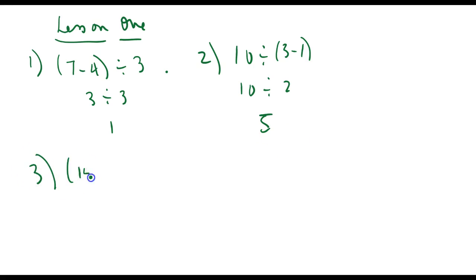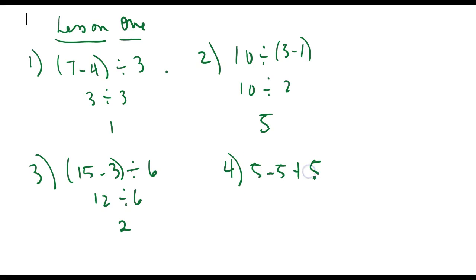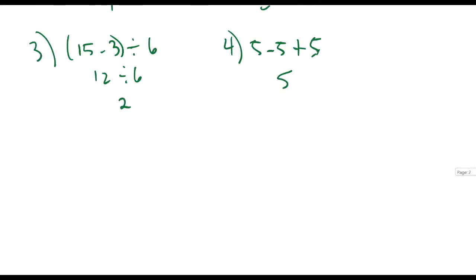Number 3, 15 minus 3 divided by 6. Hopefully these have not been too challenging. Okay, number 4, 5 minus 5 plus 5. So I'm just going to go in order left to right because addition and subtraction are equal in terms of PEMDAS. So that would be 0 plus 5 is 5. Okay, so hopefully we are feeling all right.